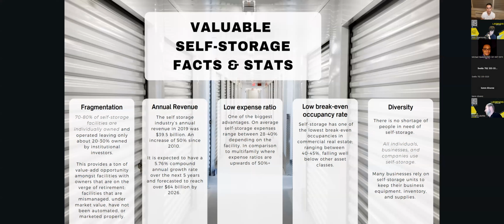And then you get to diversity. Diversity in self-storage is great because there's no shortage of people in need of self-storage. And you probably would not think that so many people use self-storage, but 11.1% of households currently rent self-storage. So that's about 14.6 million households that are renting self-storage. And essentially all individuals, businesses, and companies use self-storage, especially with the rise in e-commerce and small businesses in general, which we're seeing definitely increase over the pandemic.